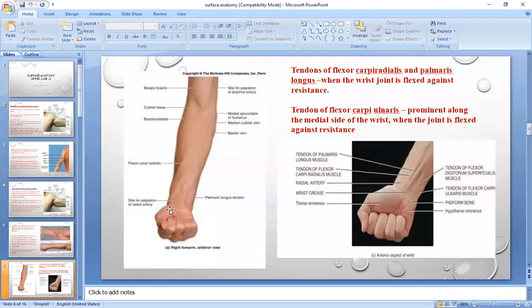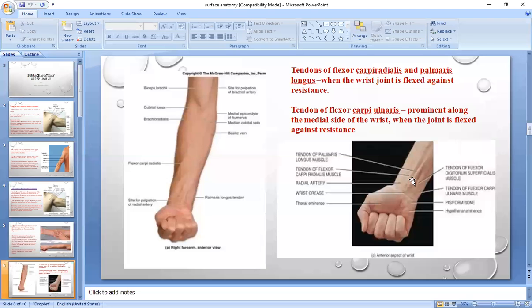So, what are those tendons? First, for which you have to do, the wrist joint is flexed against resistance. Keep it in your mind, it is not simply wrist flexion. It is wrist flexion against the resistance. Okay, you should put a resistance in front of this hand, then you try to flex your wrist. Then you can appreciate very clearly the demarcated tendons in the lower part of the front of the forearm. So, what are those tendons?